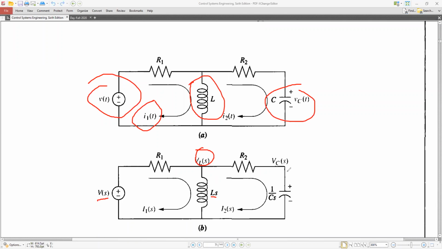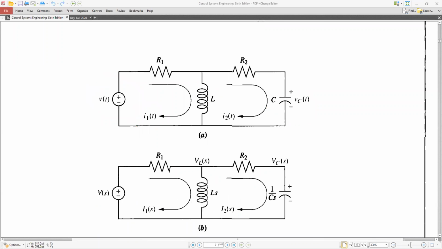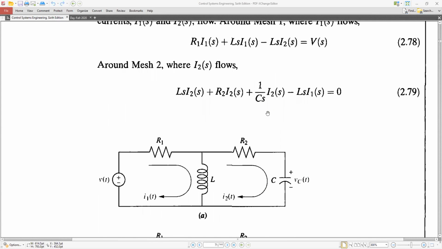That is the VCs, the capacitor voltage, and it is the inductor voltage. I1 is the current, I2 is the other current. Right? Two currents are there, I1s as well as I2s. So first thing first, we change the circuit diagram to the Laplace transform diagram. Now we will do the math.